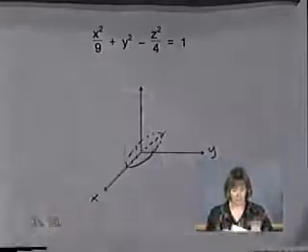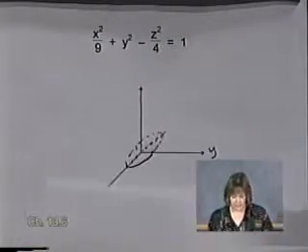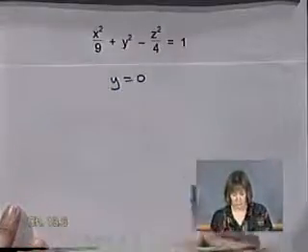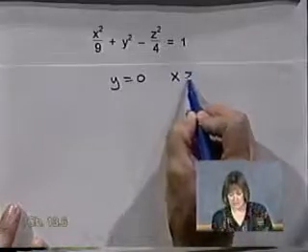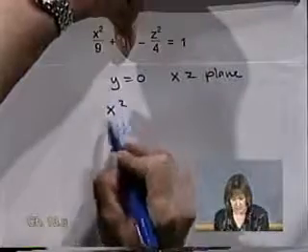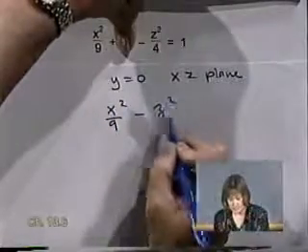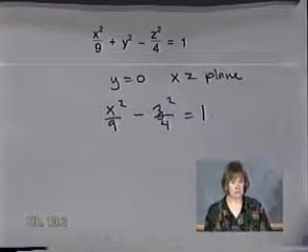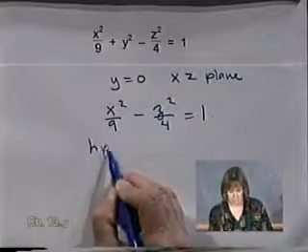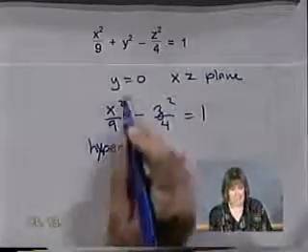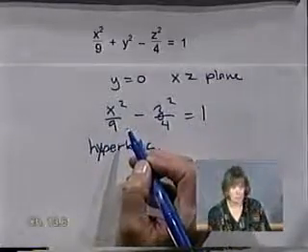Okay? Now, why don't we let y be 0? If I let y be 0, I'm in the xz plane. And if I let y be 0, I get x squared over 9 minus z squared over 4 equals 1. That's a what? Hyperbola. And since x comes first, what axis is this hyperbola crossing?